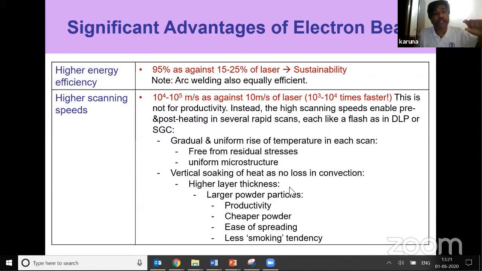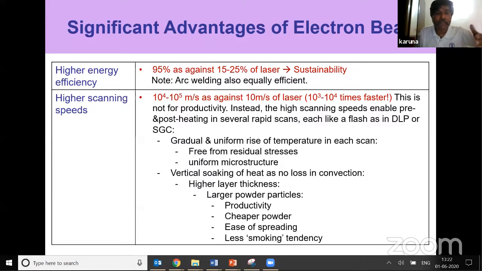That means your layer thickness can be higher. If your layer thickness can be higher, the benefit is your particle size can be higher. When the particle size can be higher, the cost of the powder is lower. That is one. But in the case of electron beam, another very interesting thing happens.